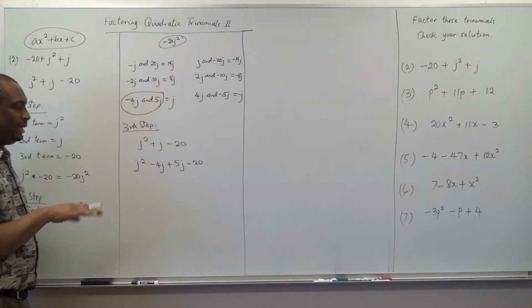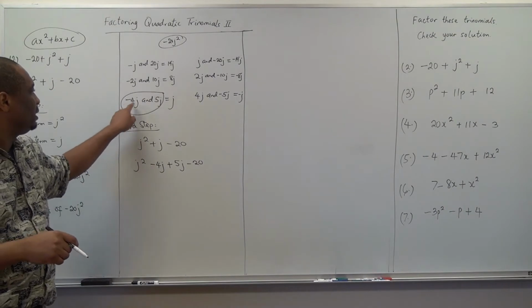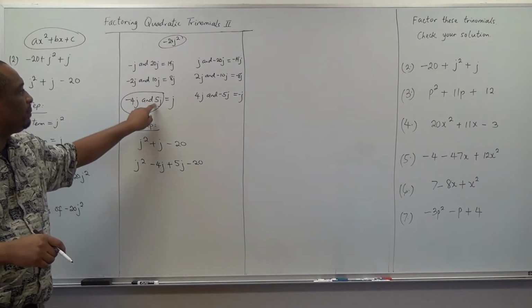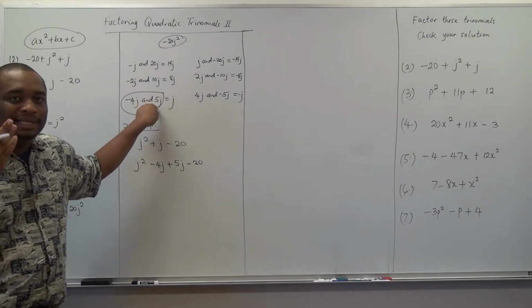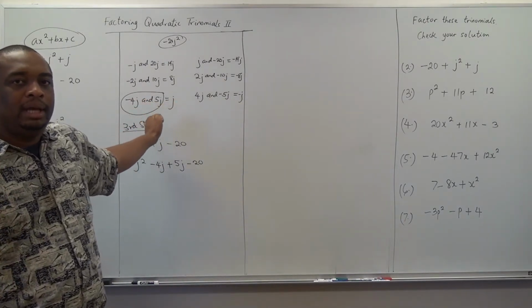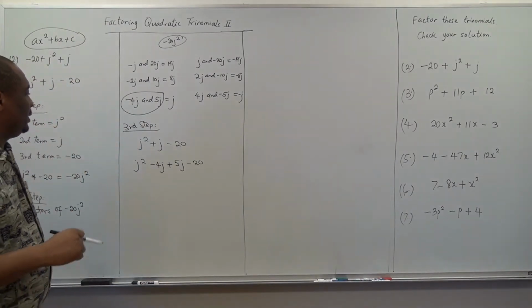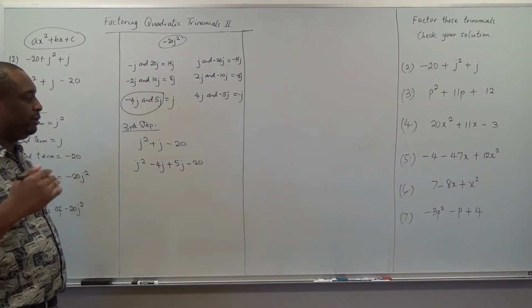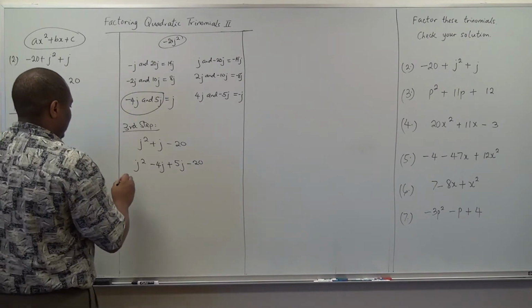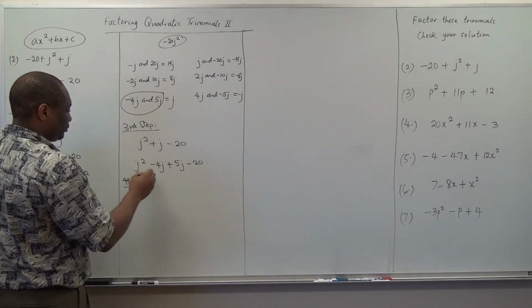You write it as is. Don't put your own signs. Just write as is, negative 4j. Then, of course, if you don't see a sign before a variable or a number, it means a positive sign. So plus 5j, right? So the next thing you want to do is to factor. That's the fourth step. The last step, you want to factor.